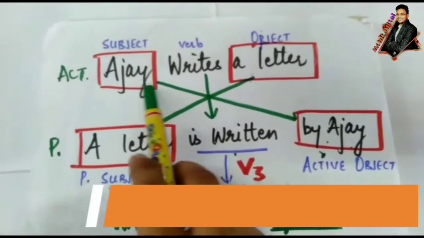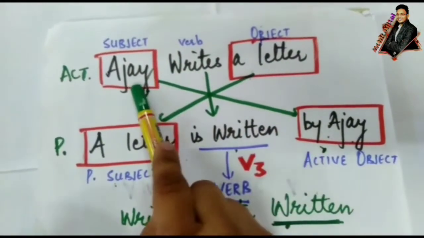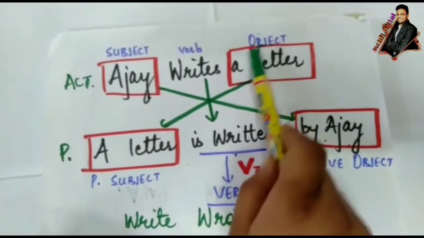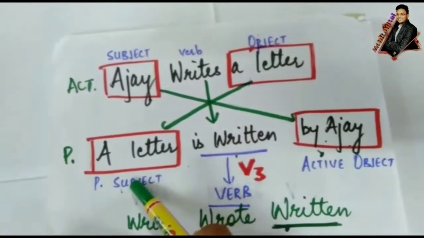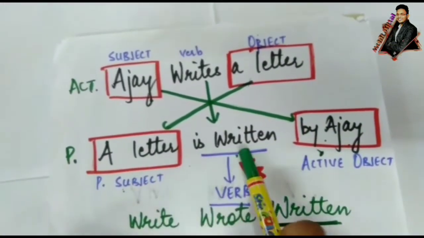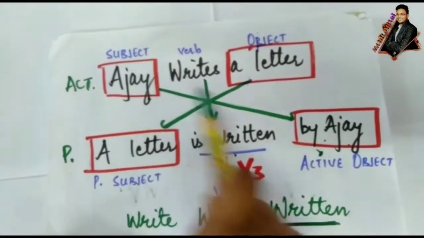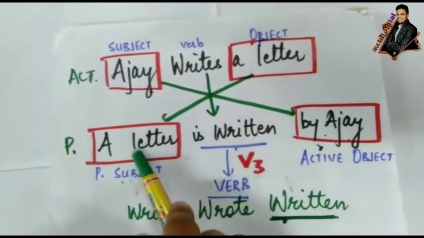Now, let me take an example. Ajay writes a letter. Ajay is the subject, writes is the verb, a letter is the object. In passive voice, the active object becomes the passive subject. A letter is written by Ajay. Means the subject of active voice becomes the object here. Here the object becomes the subject.